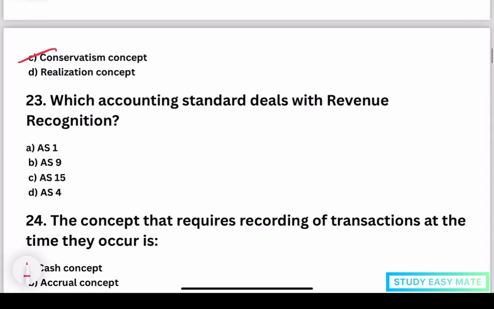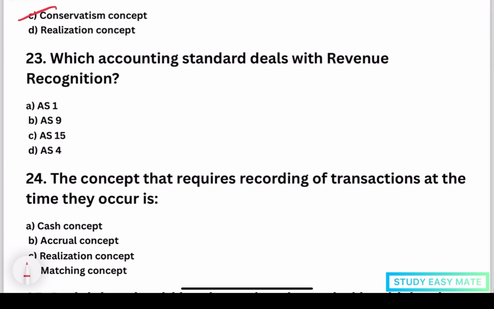Right? So 23, which accounting standard deals with revenue recognition? That is AS 9.